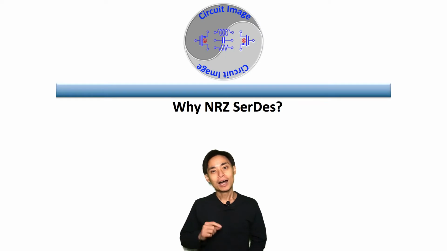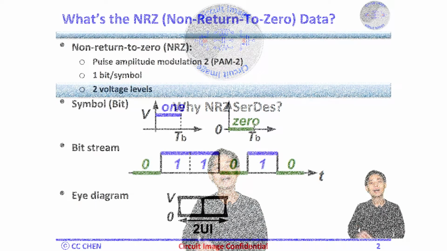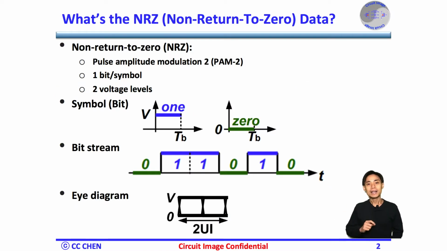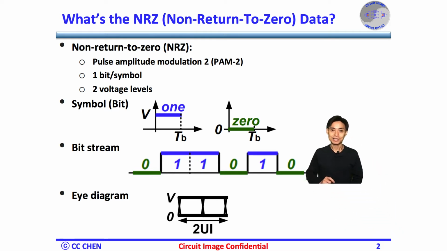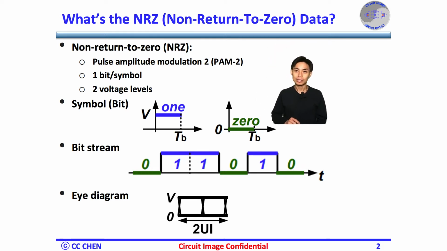In this video, I'm going to show the circuit images of why you prefer NRZ SerDes. Let's understand what the NRZ data is in a SerDes system. The non-return to zero data format is a pulse amplitude modulation 2, or called PAM2, which means 1 bit per symbol and 2 voltage levels. A quick reminder for you is that a symbol is used to make 1 bit or more than 1 bit and is used to transmit bits over a channel.